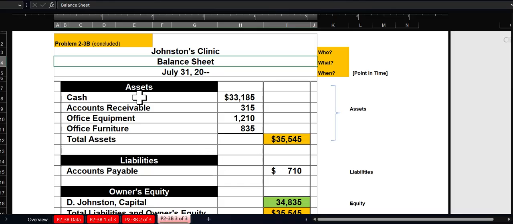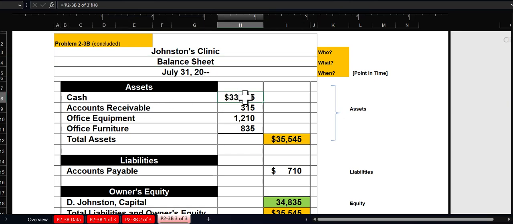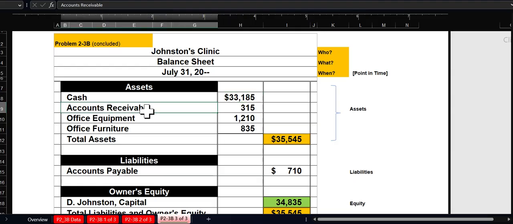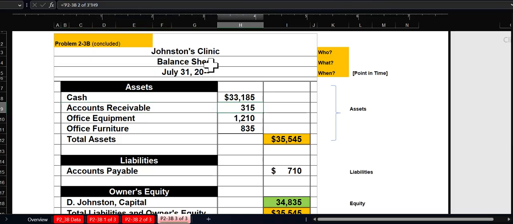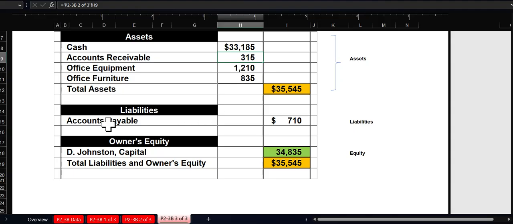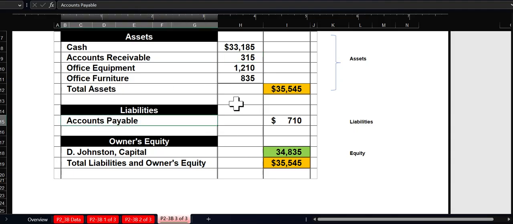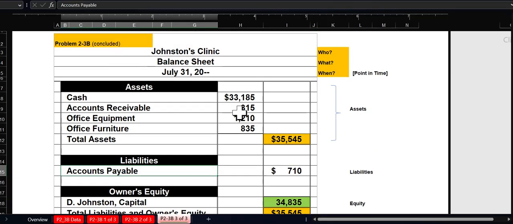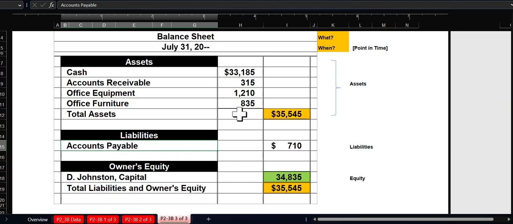So we're listing the assets on this particular day. So a total cash of $33,185, receivable, and we know the difference between a receivable and a payable. From the perspective of the business, a receivable represents amounts to be received by the business, whereas a payable is amounts to be paid by the business. So you have to know the perspective from which you are looking at these amounts.